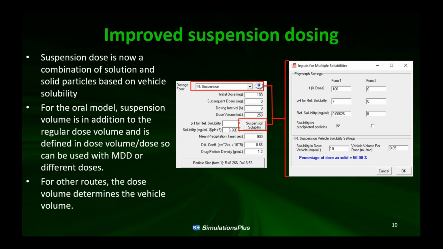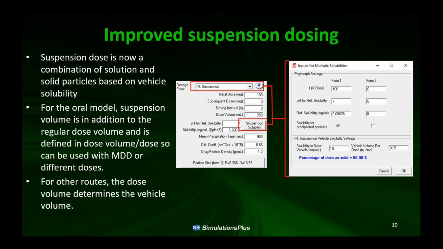And also for the oral dose, the suspension volume is in addition to the regular dose volume. So it's like a glass of water. This suspension volume needs to be defined in the dose volume per dose. In that way, we could incorporate the suspension in the mixed multiple dose or with different dose levels, so the program will be able to calculate the suspension volume. For other dosage routes, normally we do not take extra fluid to dilute it, so the dose volume will determine the vehicle or suspension volume.